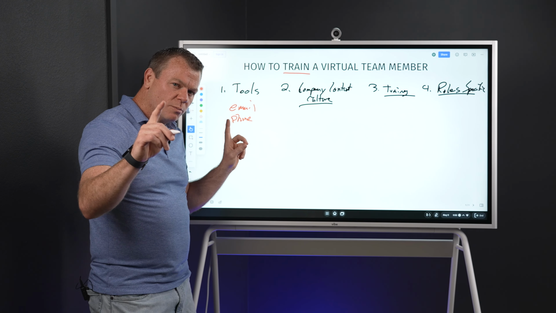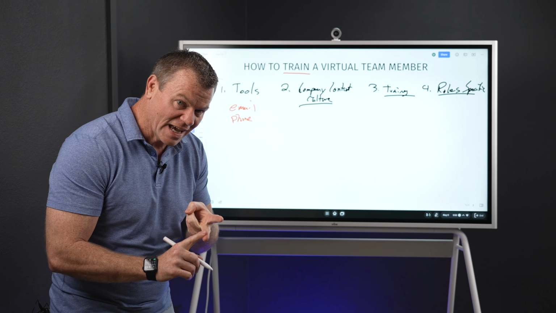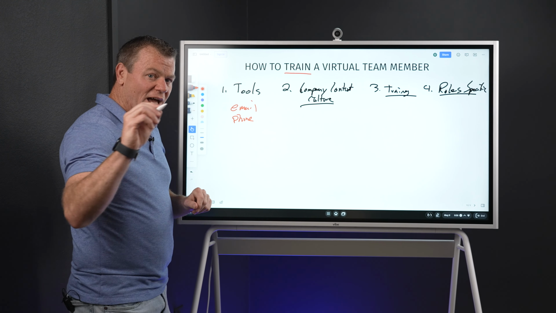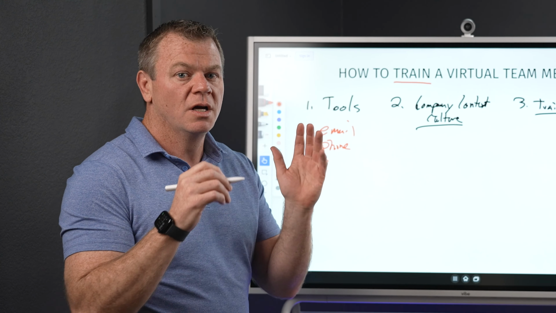What's interesting about the phone piece too is you want to have them be able to have a voicemail. You want to have them to be able to text message. These are the basics for somebody. The next is a password vault. I like 1Password. Google has one.